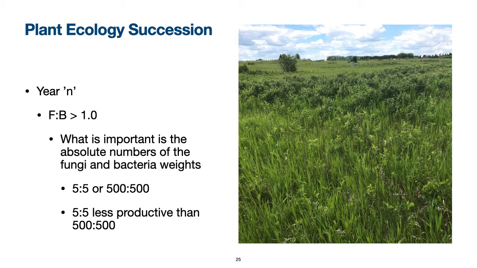Once again, when we talk about that ratio of being over 1 to 1, what is important is the absolute number in the fungal and bacterial weights. So are we talking about 5 pounds and 5 pounds? Or are we talking 500 pounds and 500 pounds? Something that is a 5 to 5 is going to be less productive than something with more microbes. The higher microbes have that ability to cycle more nutrients.